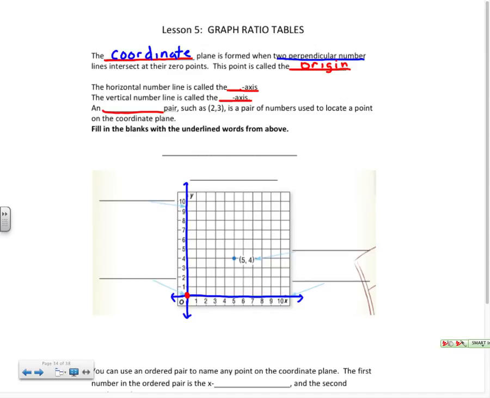The horizontal number line is called the x-axis, and the vertical number line is called the y-axis. An ordered pair, such as 2, 3, is a pair of numbers used to locate a point on the coordinate plane. So let's fill in the blanks with our vocabulary. The title of this picture, it's called a coordinate plane.